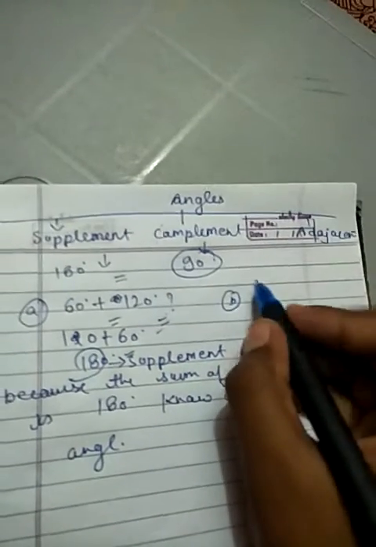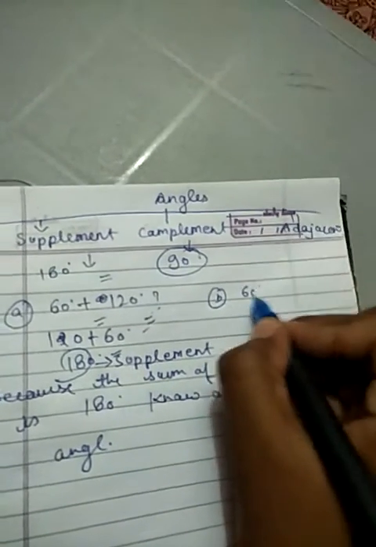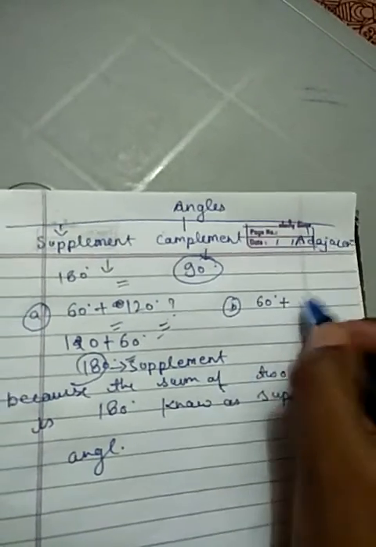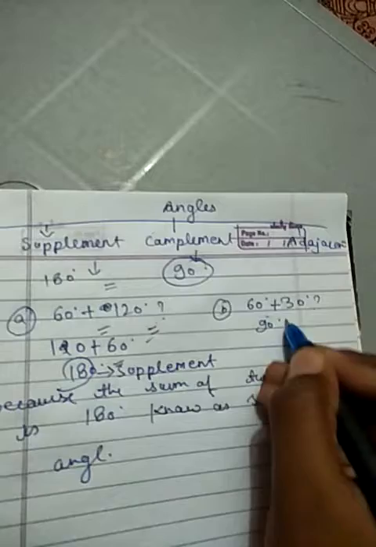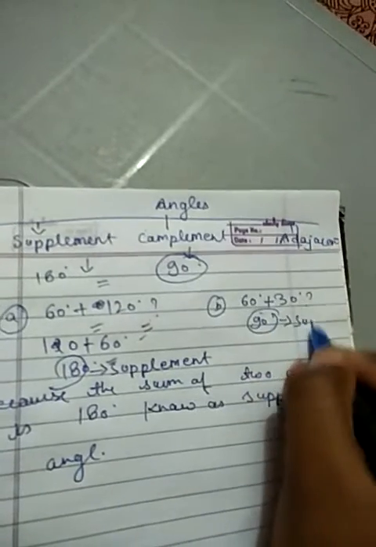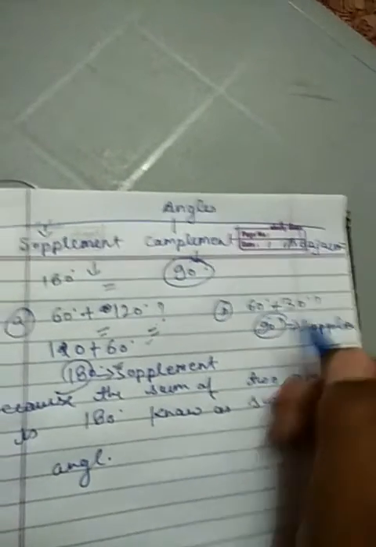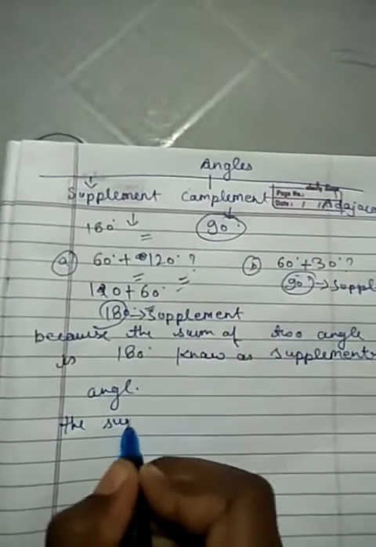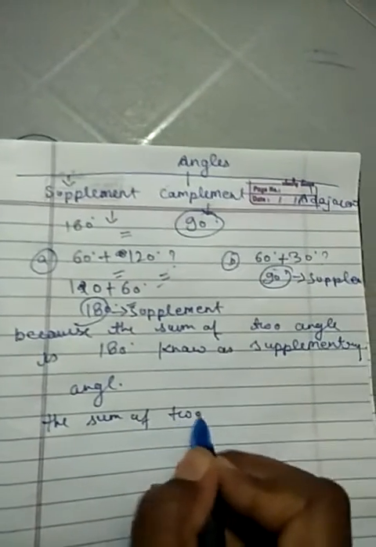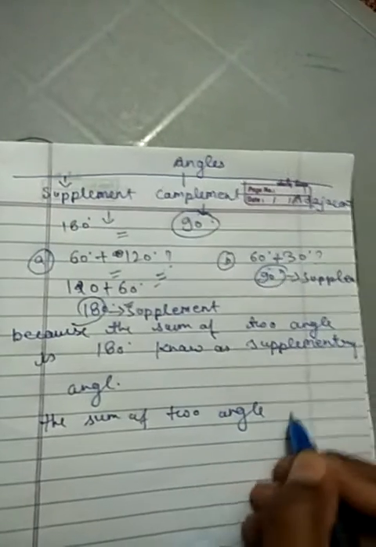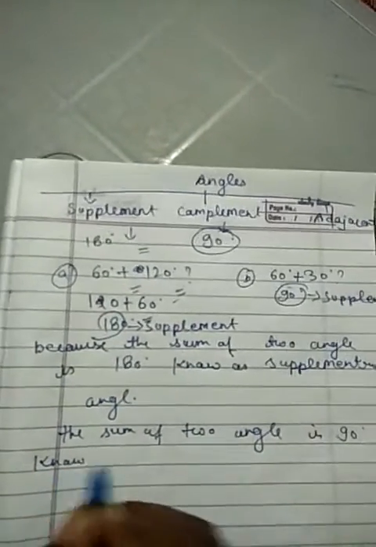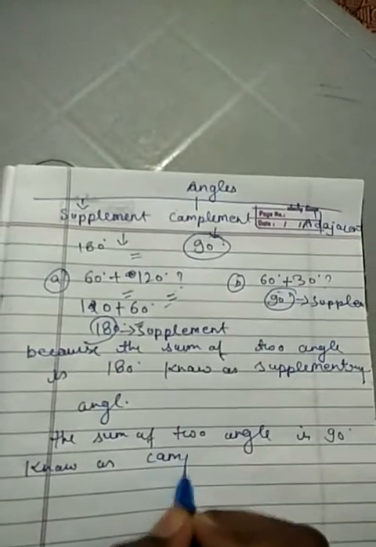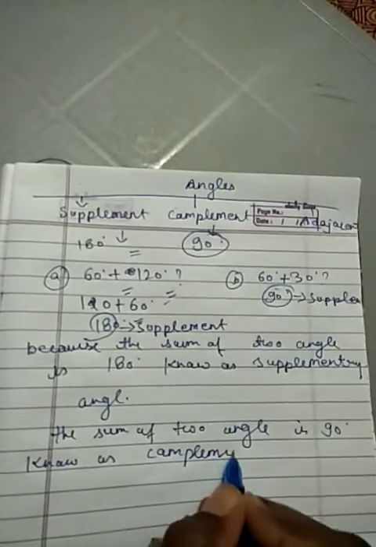When it is 60 plus 30, then 60 plus 30 is equal to 90 degree, then it is called complementary because the sum of two angles is 90 degree, known as complementary angle.